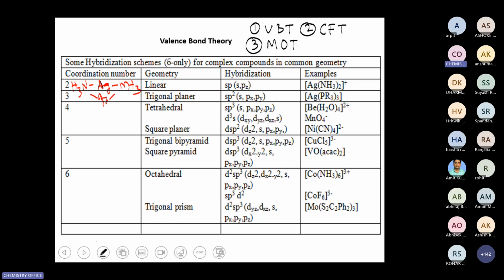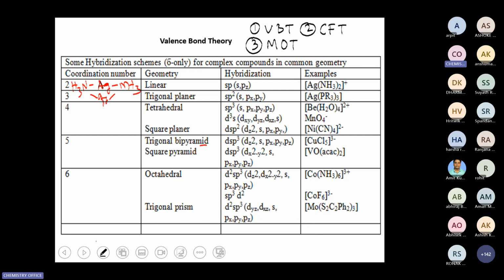But in the case of the permanganate ion, that is also tetrahedral, but here the valence shell is different. Here the 3d orbital is the valence shell, and there are no electrons in the d orbital, it is the Mn plus 7 state. So it undergoes sd3 type of hybridization. Similarly, in square planar, dsp2 hybridization, with Ni(CN)4 2 minus, nickel in the +2 state. Similarly, for trigonal bipyramid, you will get dsp3, and for square pyramid, you also get dsp3.